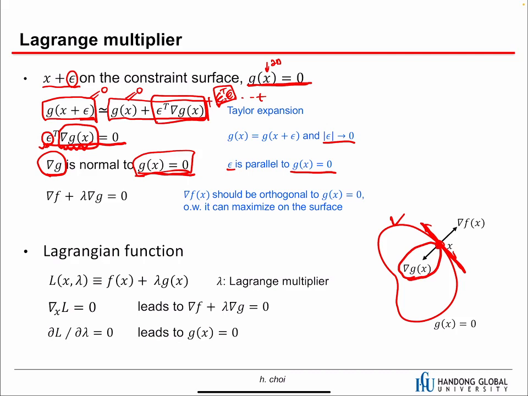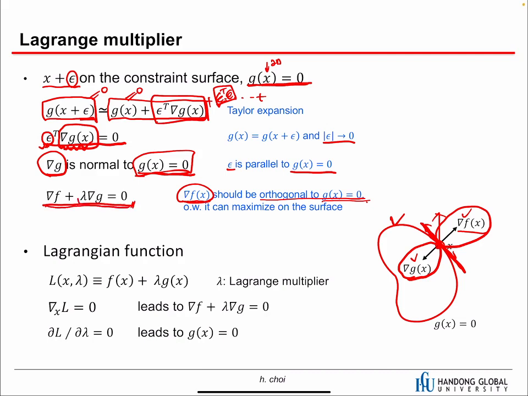Then the gradient of f should also be orthogonal to this surface, otherwise we can still maximize along the surface. If this gradient is in this direction, it means that on this surface we can maximize this function, so that is not the actual optimal solution. So the gradient of f should also be orthogonal to this surface. Now we got this direction, and these two directions are on the same line.